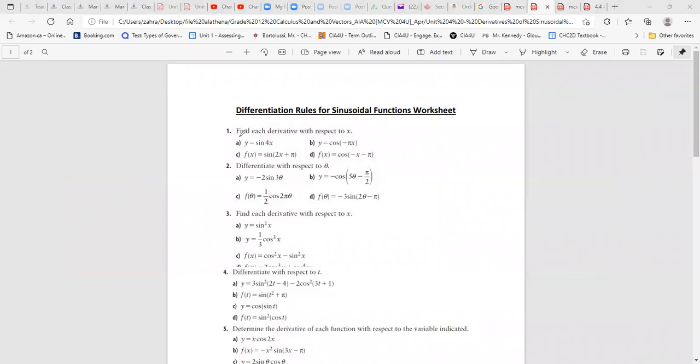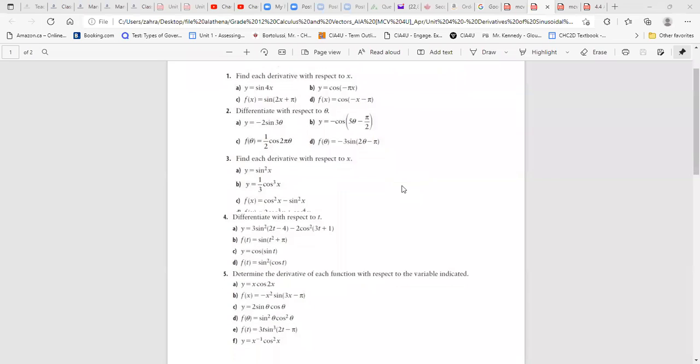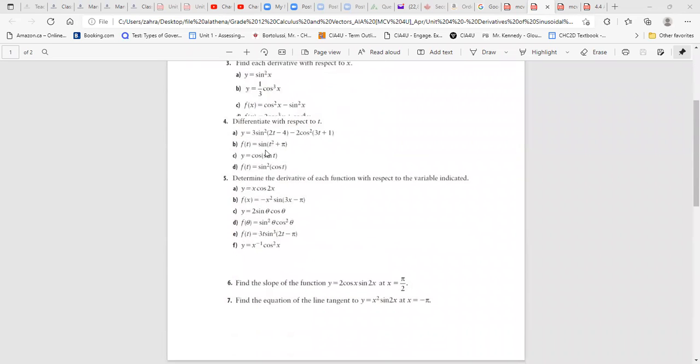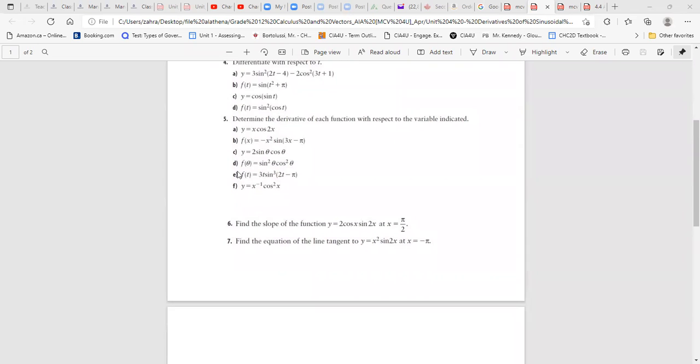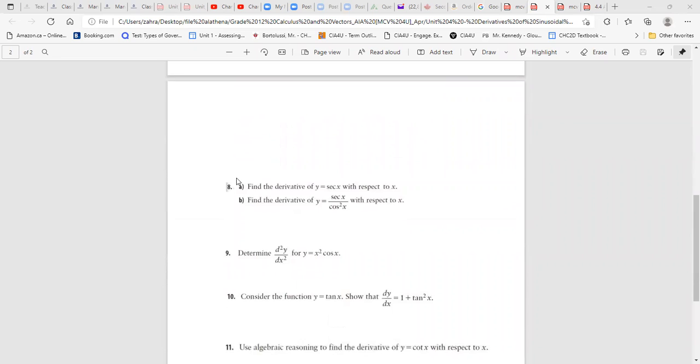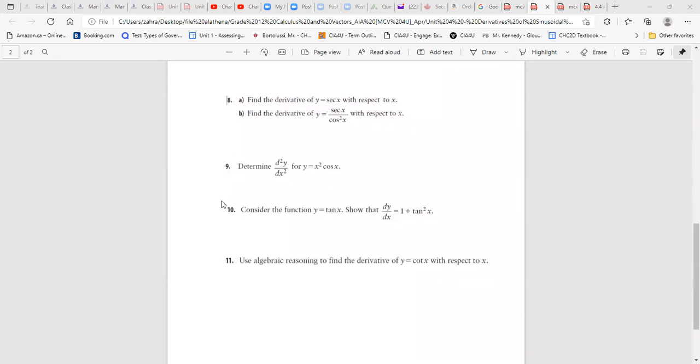Now you can do these questions. Number 1, you can do A and C. Number 2, again, A and C. Number 3, B, C. Number 4, C, D. Number 5, D, E, F. Number 6, number 7, number 9, and number 10.